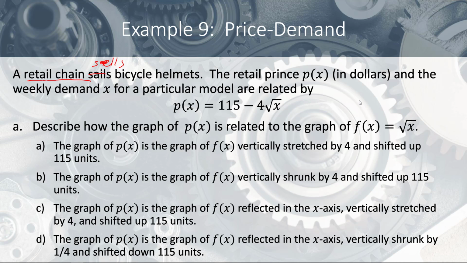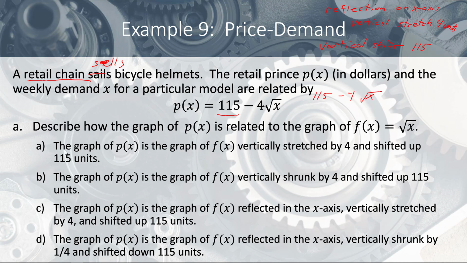Well, notice we are starting off with the square root of x. We are multiplying it by -4. The negative sign accounts for a reflection, so we have a reflection on the x-axis. The coefficient of 4 is a vertical stretch by 4 units, and the positive 115 is a vertical shift. So we have a vertical shift or vertical translation of 115. So we just have to find the entry that actually has that.